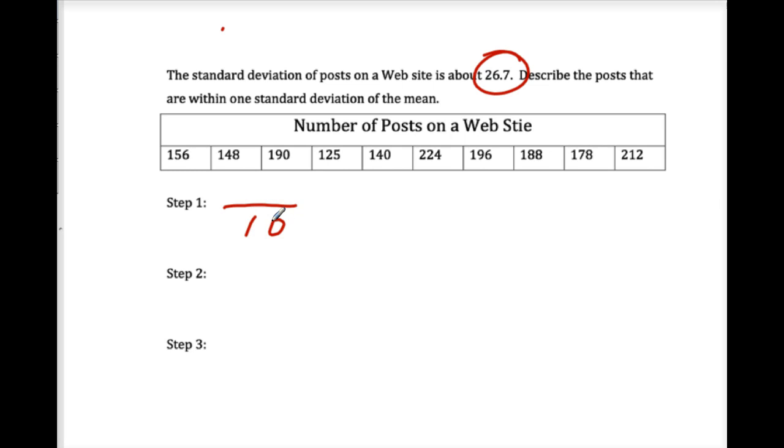Divide by 10. So carefully, everybody add up those numbers, the number of posts on a certain website. Take your time. Add them all up. They spelled site wrong. What did I spell wrong? S-T-I-E. Oh, site. Thank you.